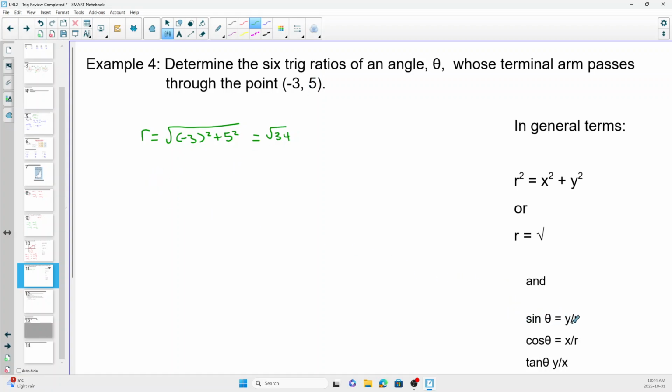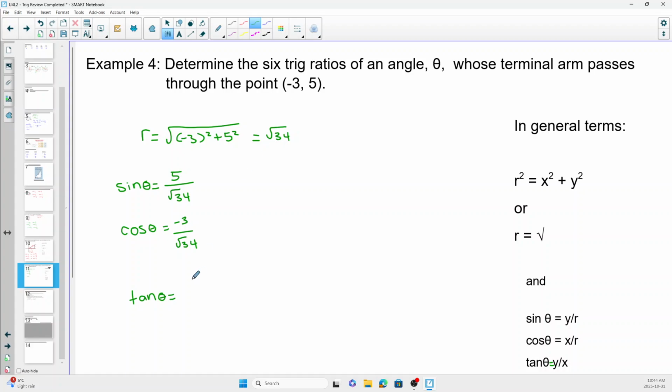So now when we are going into our trig ratios, sine theta is going to be y over r, 5 over the square root of 34. And then cos theta is equal to x over r. Well, our x value is -3 and our r is root 34. And then tan theta is our y over x. There should be an equal sign in there.